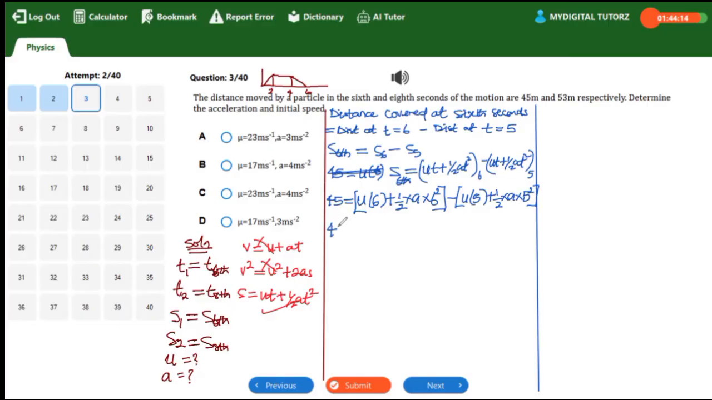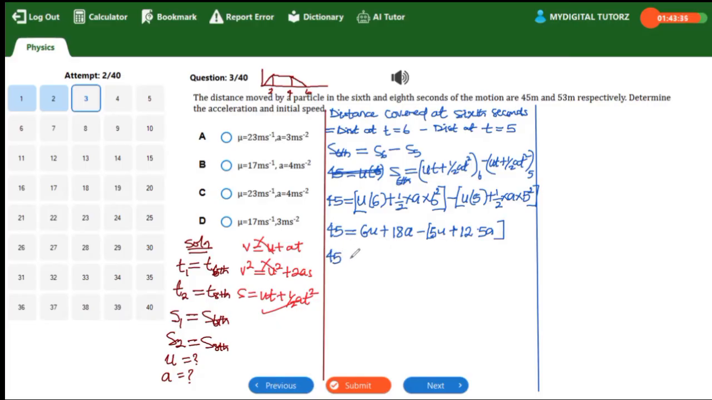Then simplify, I have 45 equal to 6U, right? Plus, this is 36. 36 divided by 2, that is 18. 18 times A gives us 18A, right? Minus, we have to open a bracket because it is minus and there's addition here. 5 times U, that is 5U, plus this is 25. 25 divided by 2 will give us 12.5. So I'm going to have here 12.5A. Close the bracket, then use this negative to open now.